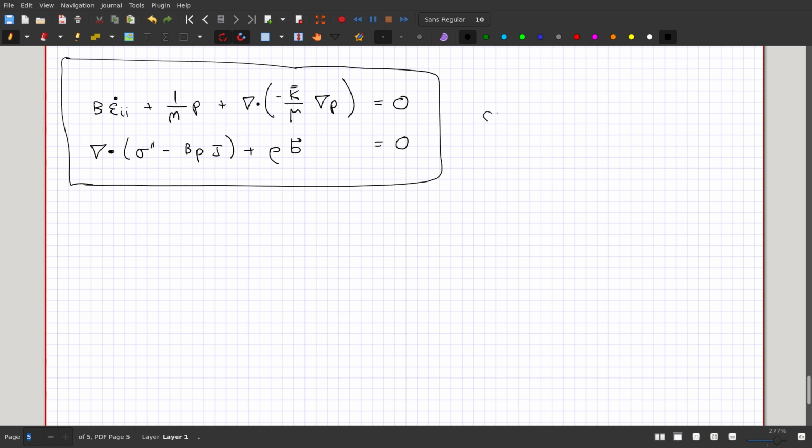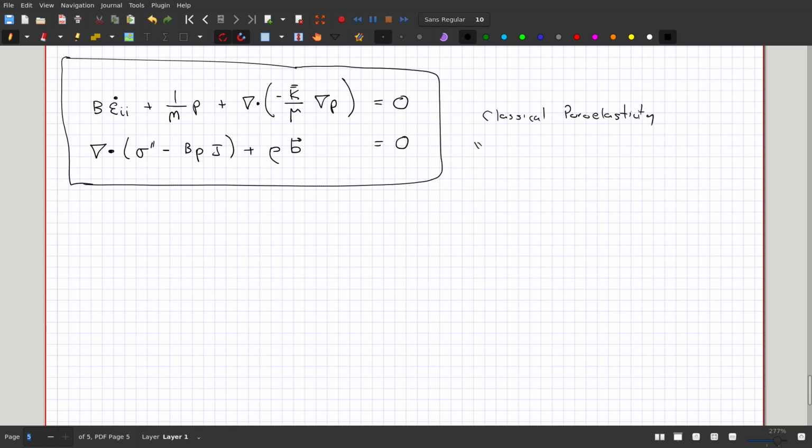This is classical poroelasticity, sometimes called Biot's equations, even though he never wrote them just like that. They're the same as what he wrote down. He just never presented them in this exact form.